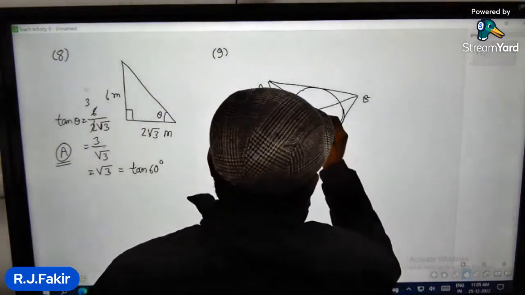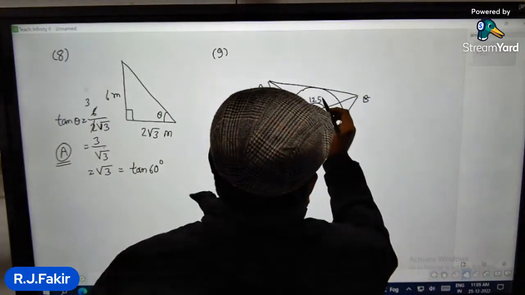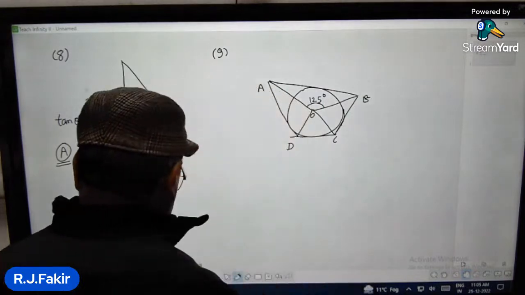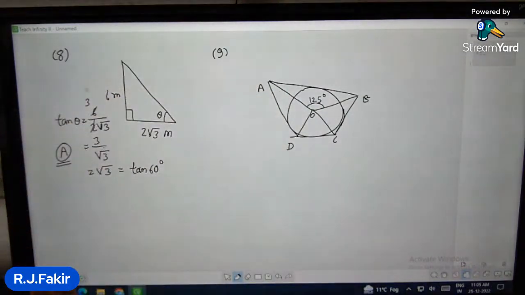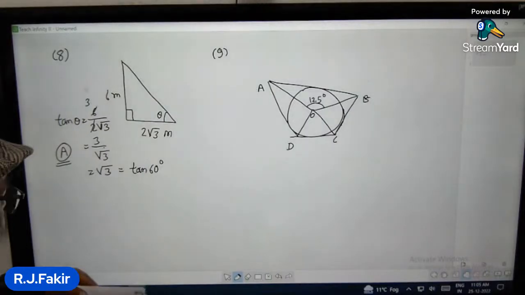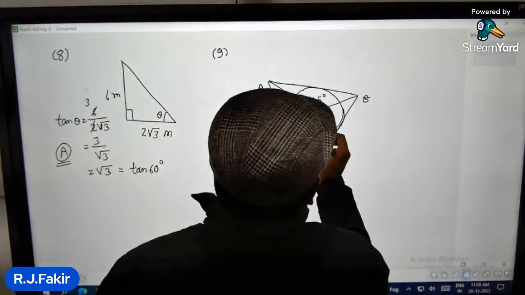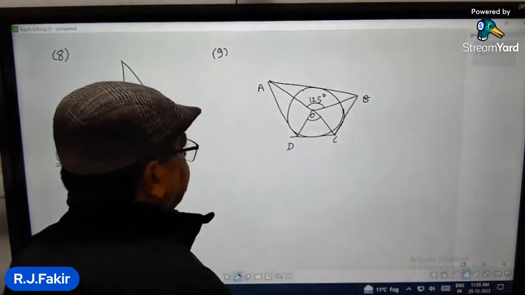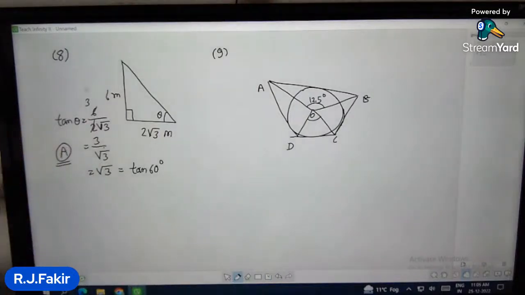And this angle is of 125 degrees given to us. COD we have to find. This angle COD we have to find. So how can we calculate this one?